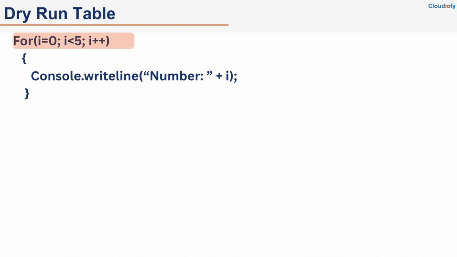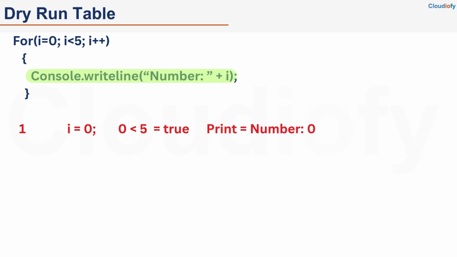Let's start the loop. We declare i is equal to 0. Is 0 less than 5? Yes. So we go inside the loop and print number 0. Then in the for loop statement there is i++. It means we increment i by 1. Now i becomes 1. Check again. Is i less than 5? Yes. 1 is less than 5.